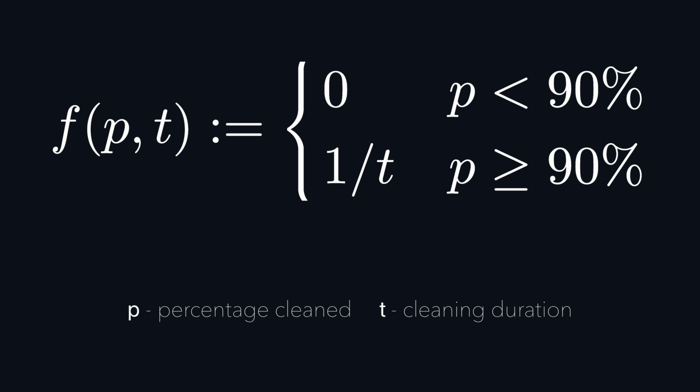Do you have any ideas on how we could modify the performance measure function so that it still enforces the 90% success threshold, but also gives better ratings to robots that clean say 96% compared to those that clean 91%, assuming they take the same amount of time?